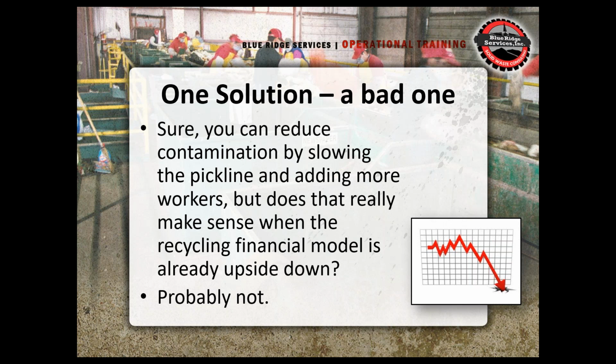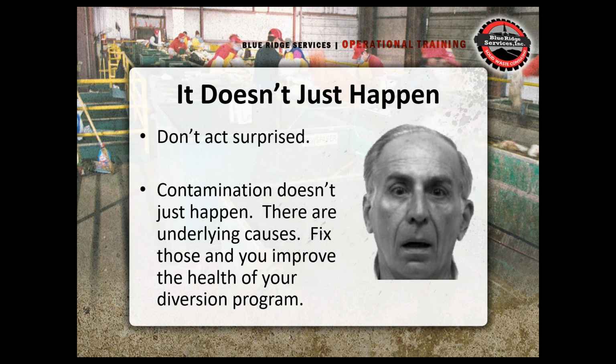So one solution is you can reduce contamination by slowing the pick line, or in general just slowing down your process. But doing that and then adding more people, more hours to the process, does that really help when the model's already upside down? Probably not. If you have a green waste or a compost operation, you can spread that material out and send laborers out there to pick through all of that material to pull out all the plastic and anything that looks like contamination. Or on your MRF, you can slow the pick line, you can add more pickers. That's going to add to your cost. It may help solve some of the contamination, but are we really getting to the root issue? And that's the big question.